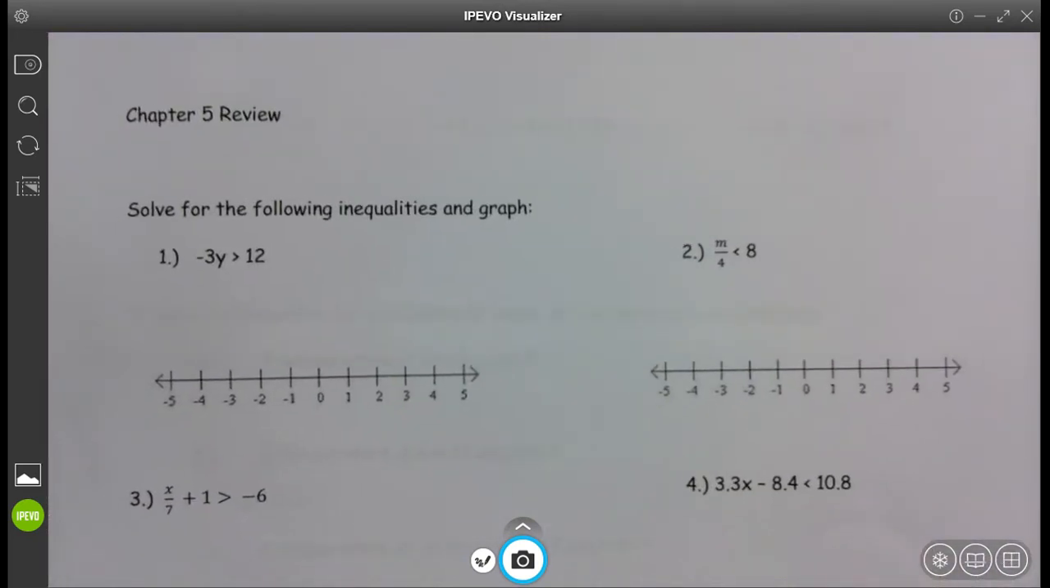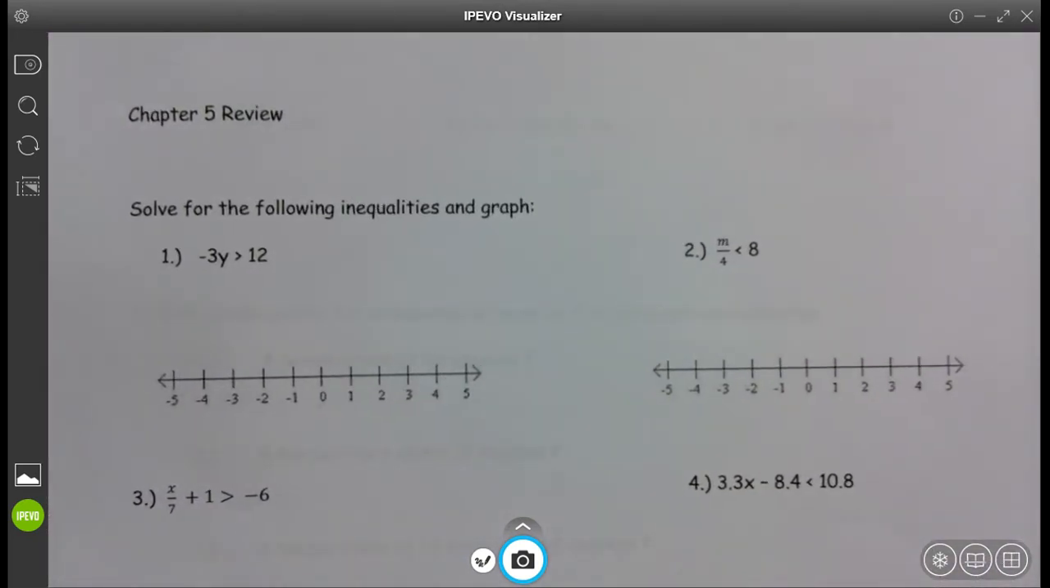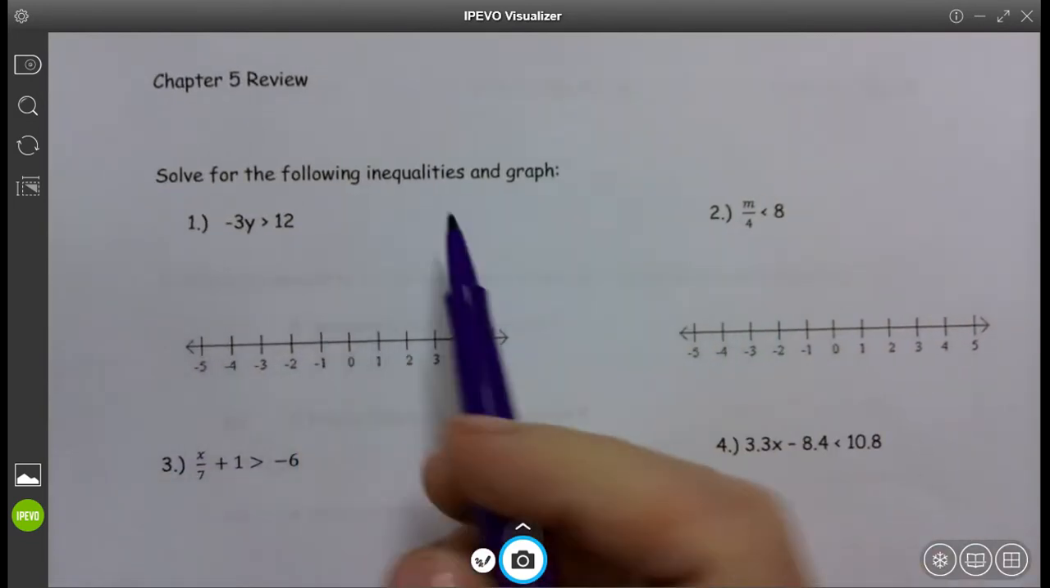We are in Chapter 5, Linear Inequalities. I'm just going to go through this review guide. It's to solve the following inequalities and graph.